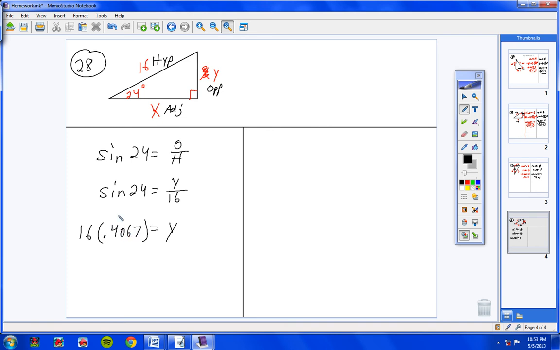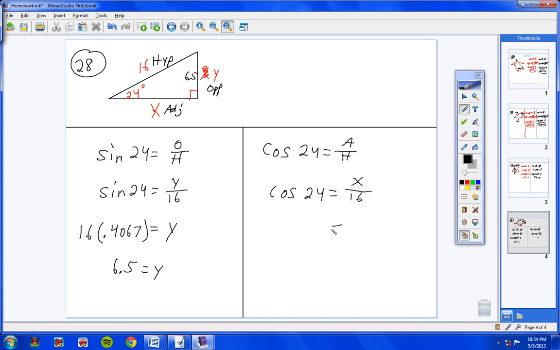0.4067, and then times 16. And you'll get 6.5. So multiply these two numbers together and you'll get 6.5 for y. So we come up here, here's y, so this side here has a length of 6.5. Now let's use cosine. Cosine of 24 degrees equals adjacent over hypotenuse. Cosine of 24 degrees equals, your adjacent is x and your hypotenuse is 16.